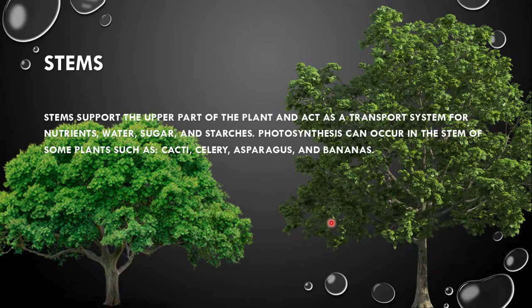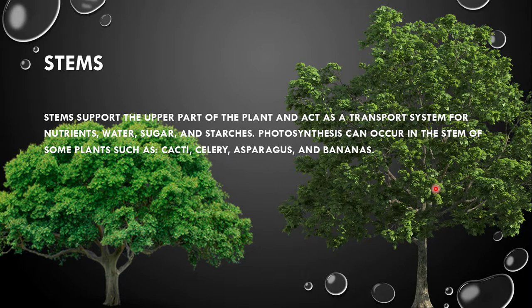How about the stems? The stems support the upper part of the plant and act as a transport system for nutrients, water, sugar, and starches. As we are seeing in the image, we are seeing the stems of those plants. This is a stem of this plant, and there's a stem of this plant. We are seeing that the stem is more like a transport system. So when the roots bring the water and the mineral salts, the stem carries those minerals and water to the other parts of the plant.